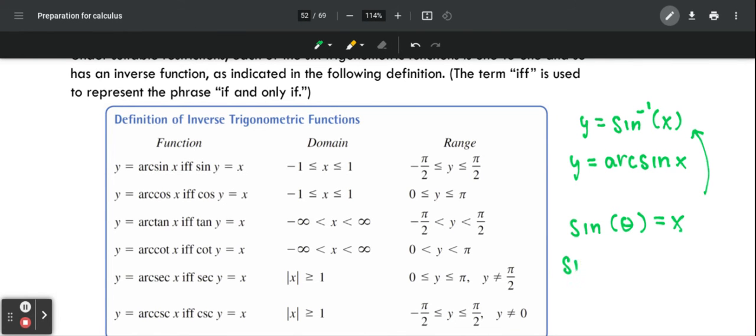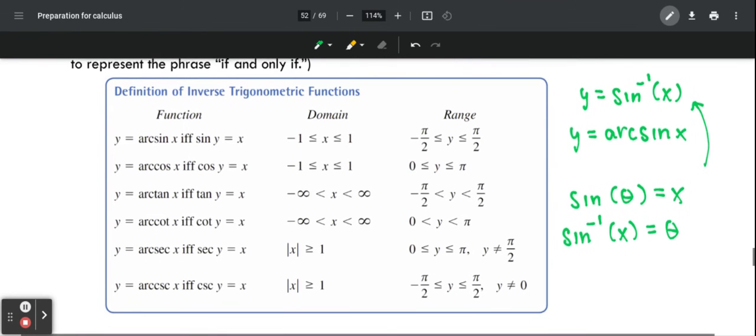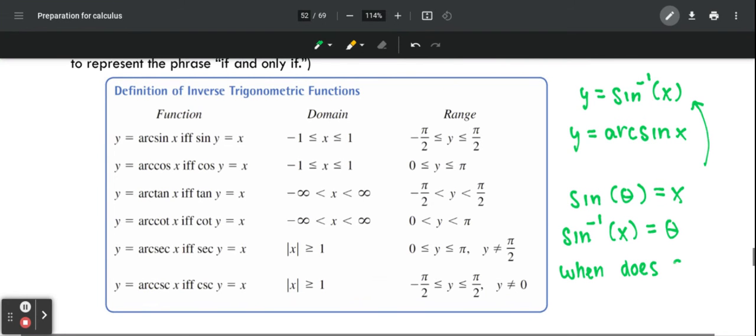So when you take the inverse sine of x, you're solving for an angle measure on that unit circle. So you're really just saying, when does the sine equal theta? When on that unit circle would your theta be, whatever that value is.